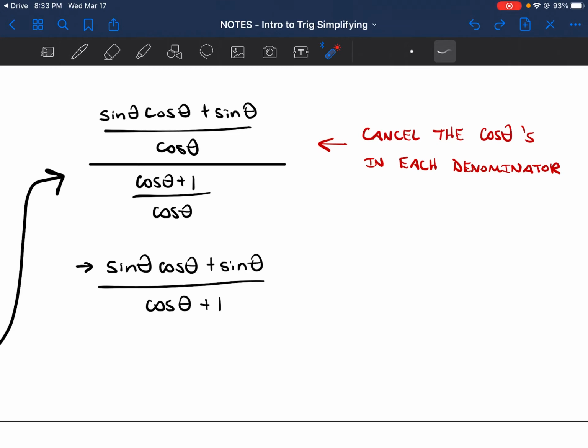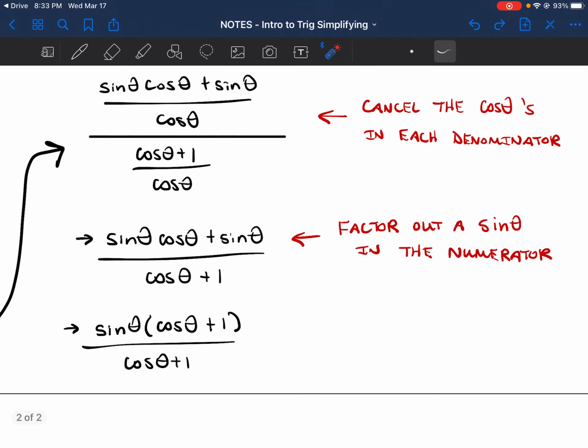Now the next step, when I'm looking at this, I notice that in the numerator, both of these terms have a sine theta in common. So I can factor the sine of theta out of the numerator. So notice I take a sine of theta out. I'm going to be left with cosine theta plus 1 in the numerator. And if you don't believe me, redistribute the sine of theta and watch what you get. Sine theta times cosine theta, that's this piece. Sine theta times 1, that's this piece. So factoring the sine of theta out really does work.